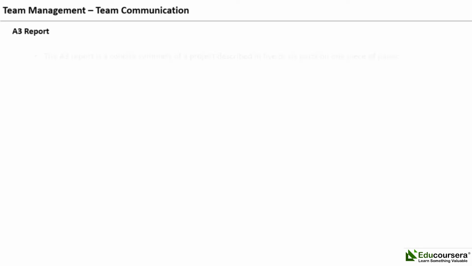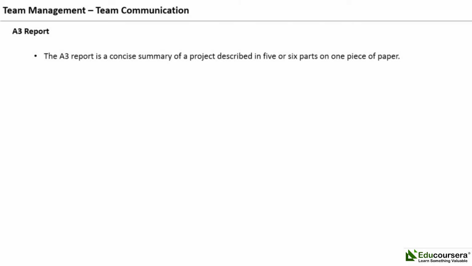A3 report. The A3 report is a concise summary of a project described in 5 or 6 parts on one piece of paper. The name A3 relates to the metric size paper used for the report, approximately equivalent to an 11 by 17-inch sheet of paper. This can be the final report presented to management for approval of a project.